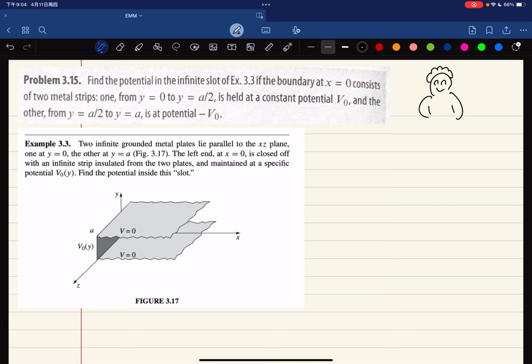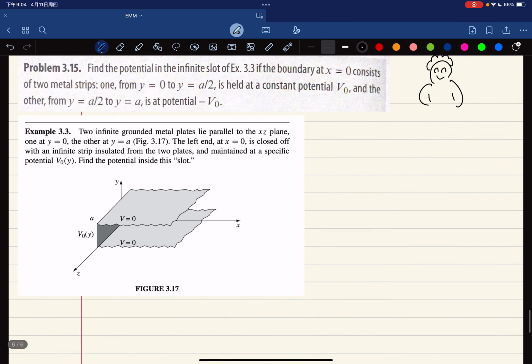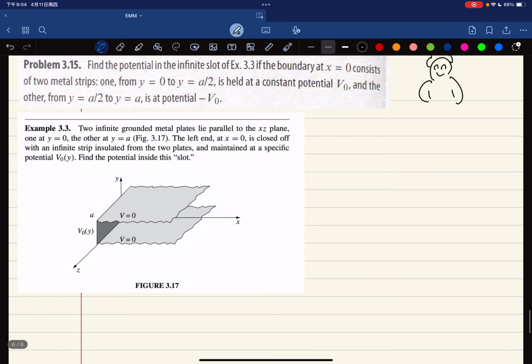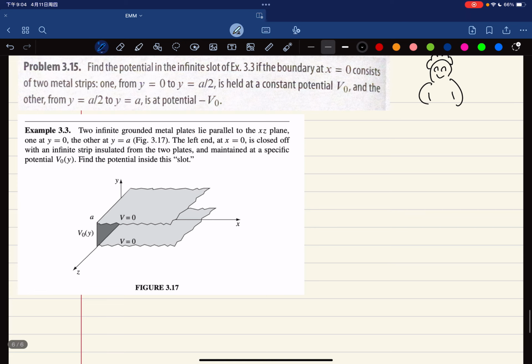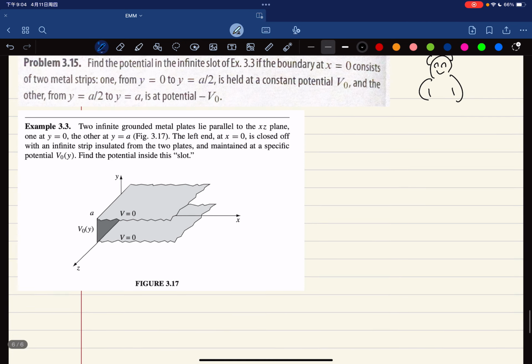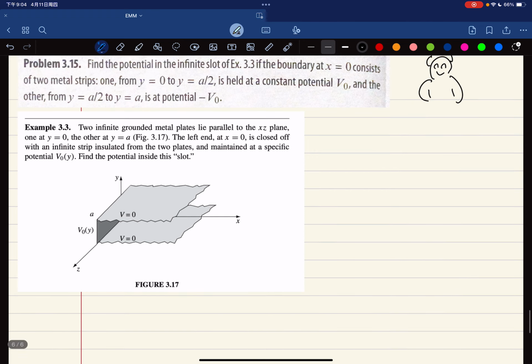Hi everyone. So now let's talk about problem 3.15. This problem is based on example 3.3. If you haven't done example 3.3, please look back to my videos about 3.3 because this is very important. Without the basis of 3.3, I think it's very hard for you to understand the things in this question. In this question, it gives us some different boundary conditions.